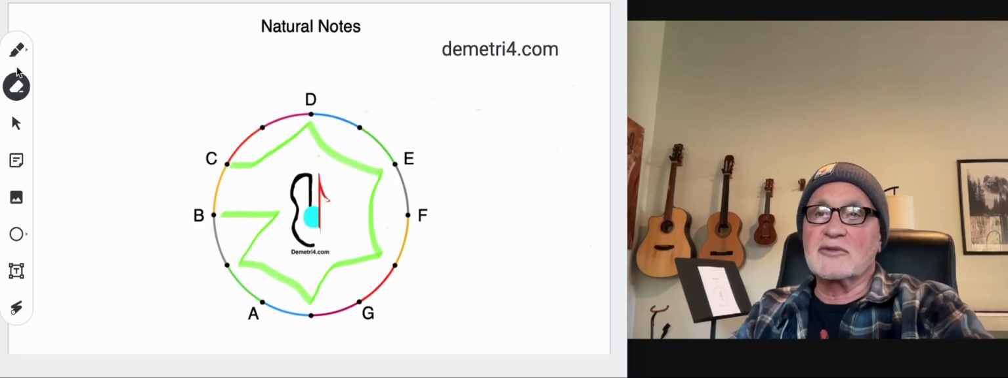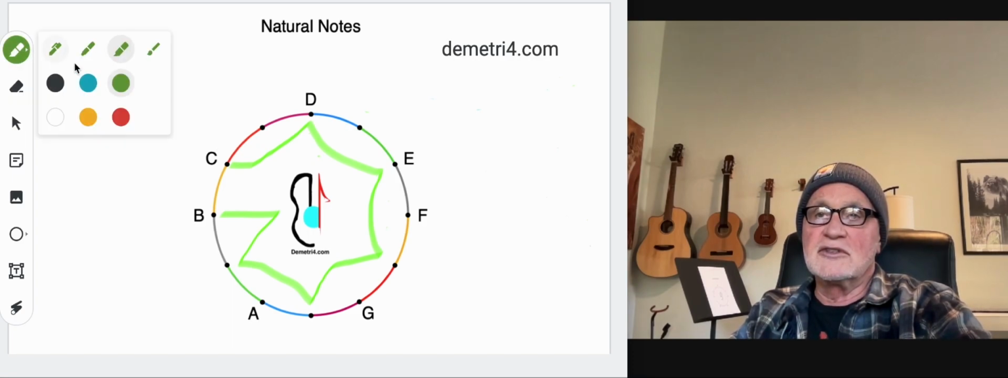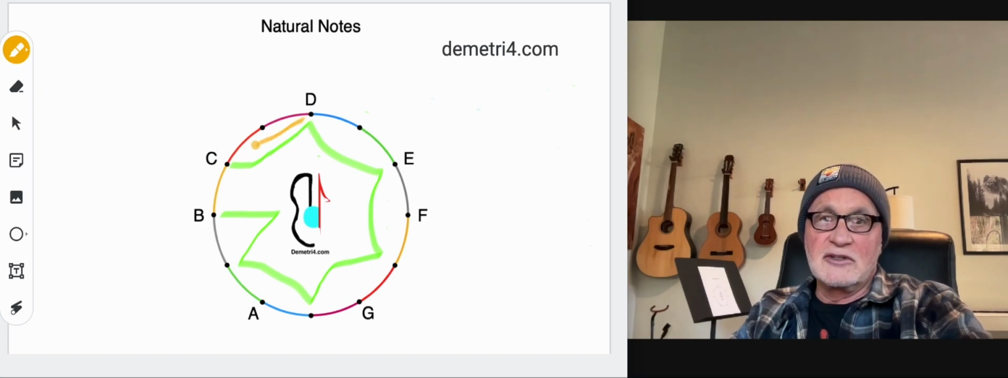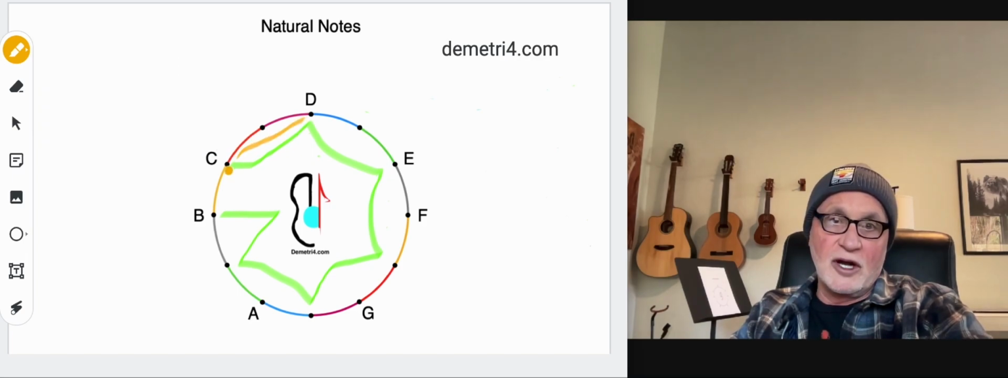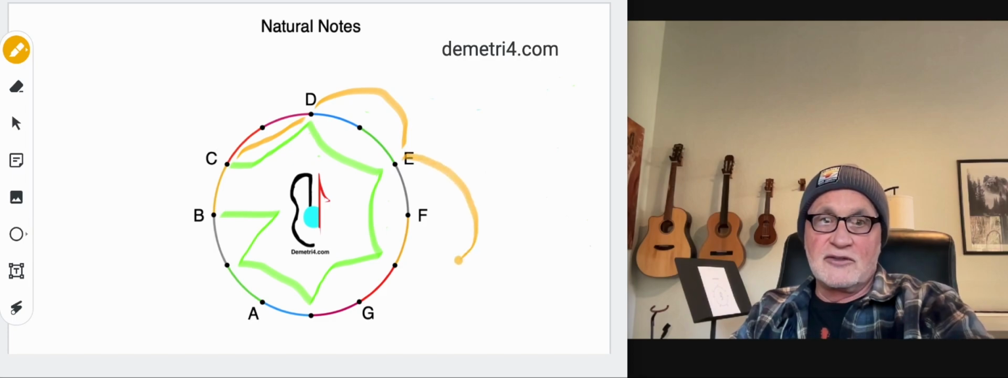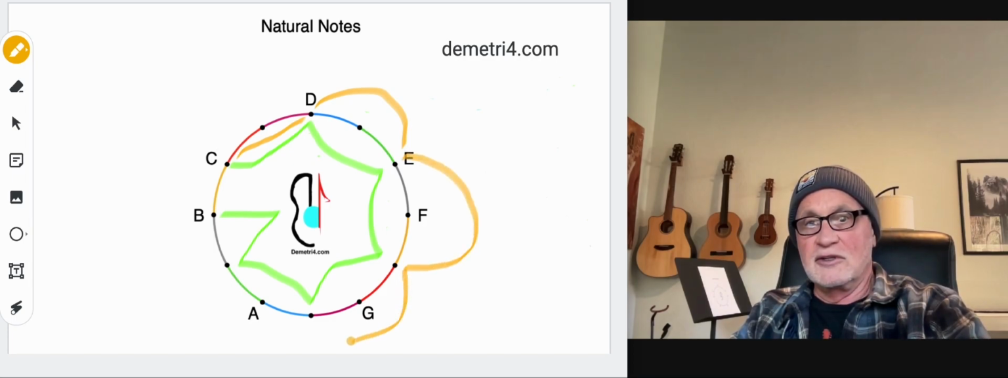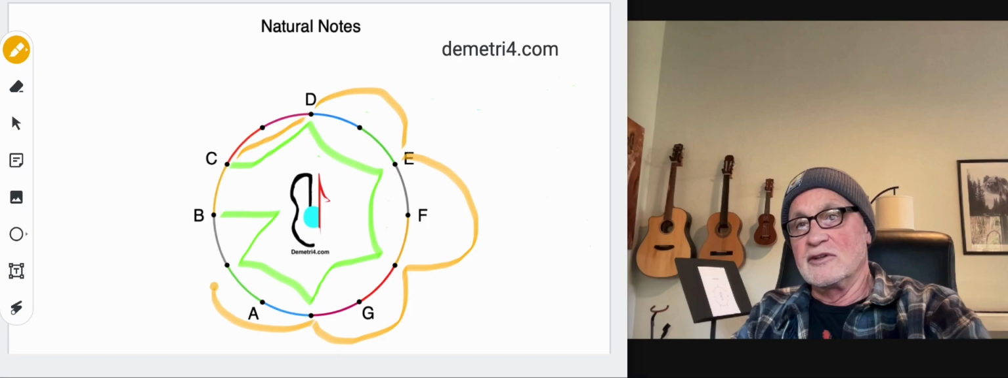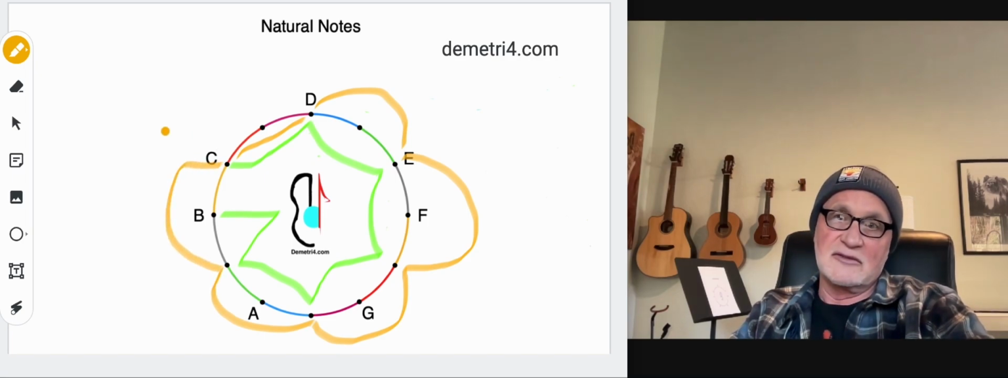Okay, so now the next one we do, D to C. So here's the lower note, the higher note. See, not quite as big, okay? 5 whole steps. 1, 2, 3, 4, 5. All right. So 5 whole steps is a minor seventh.